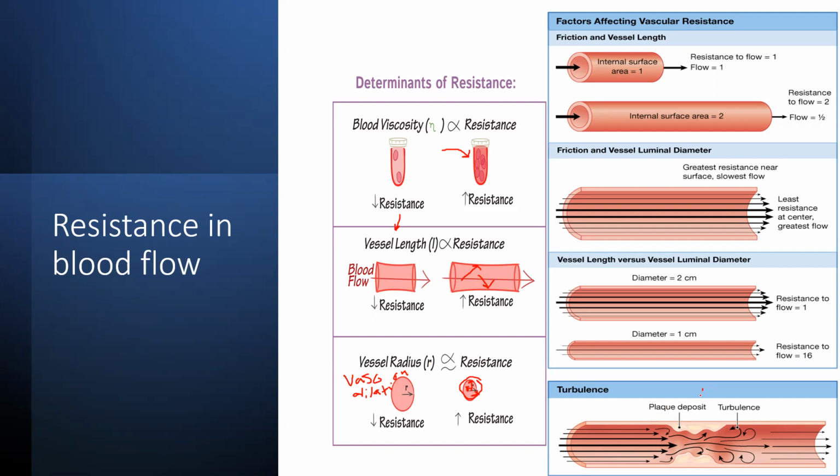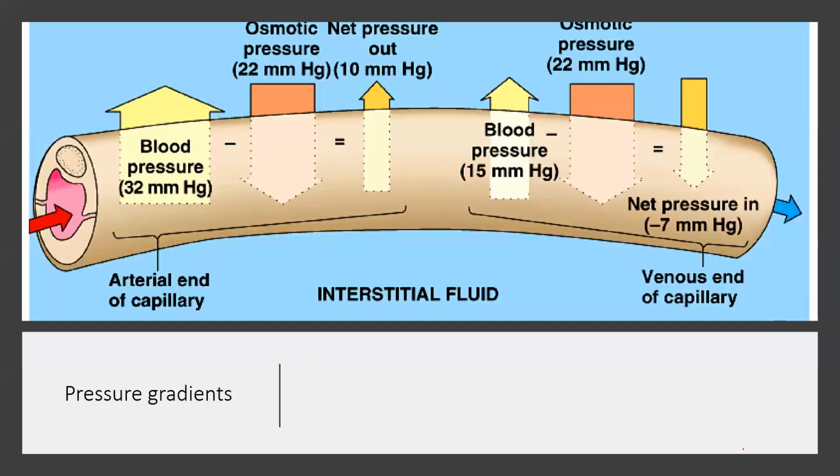We also could have plaque buildup, which causes the blood vessels to not go in a nice straight line and causes some turbulence to occur. This can actually increase blood pressure and blood resistance.